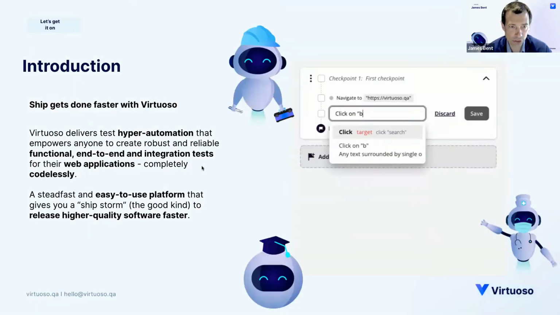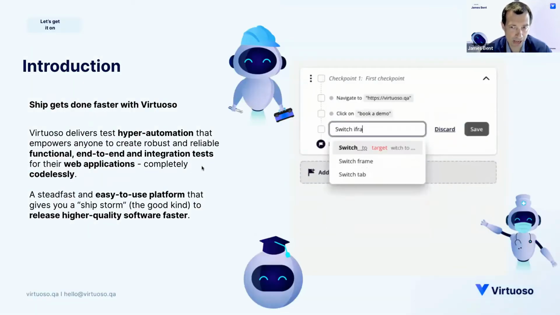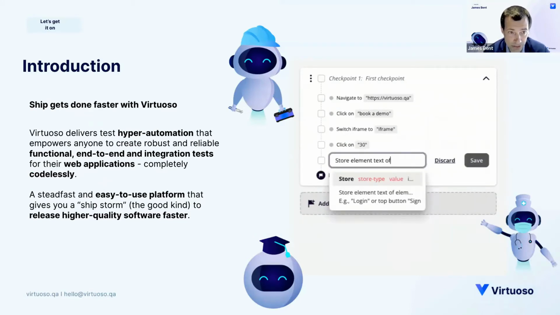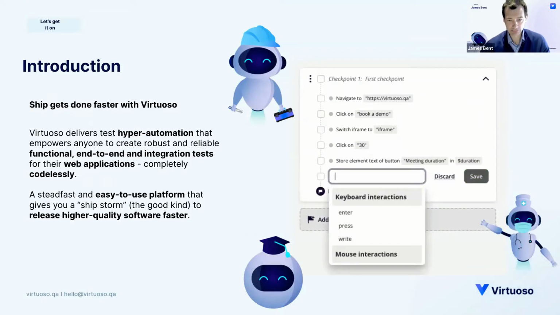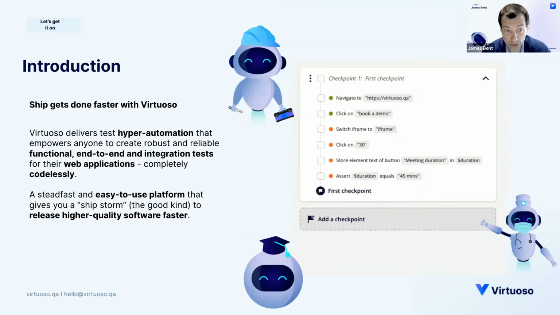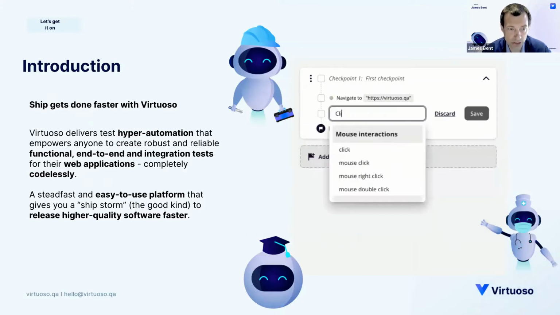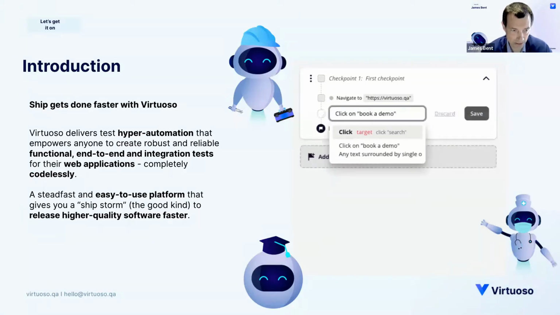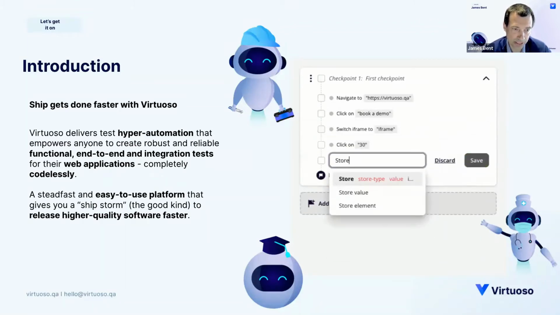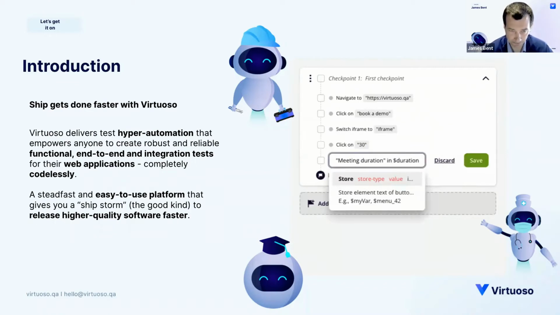So first thing, Virtuoso. For those of you who haven't been introduced to us yet, Virtuoso is a SaaS platform that delivers test hyperautomation, focusing on anybody being able to create automated tests for functional end-to-end and integration tests of web applications codelessly. It's easy to use, it's steadfast, and it allows you to release higher quality software faster. So amazing value.